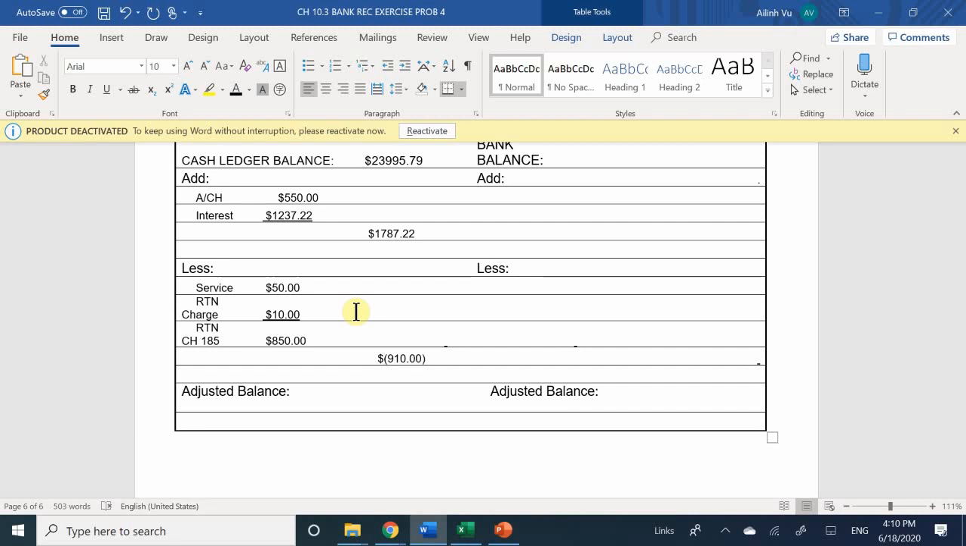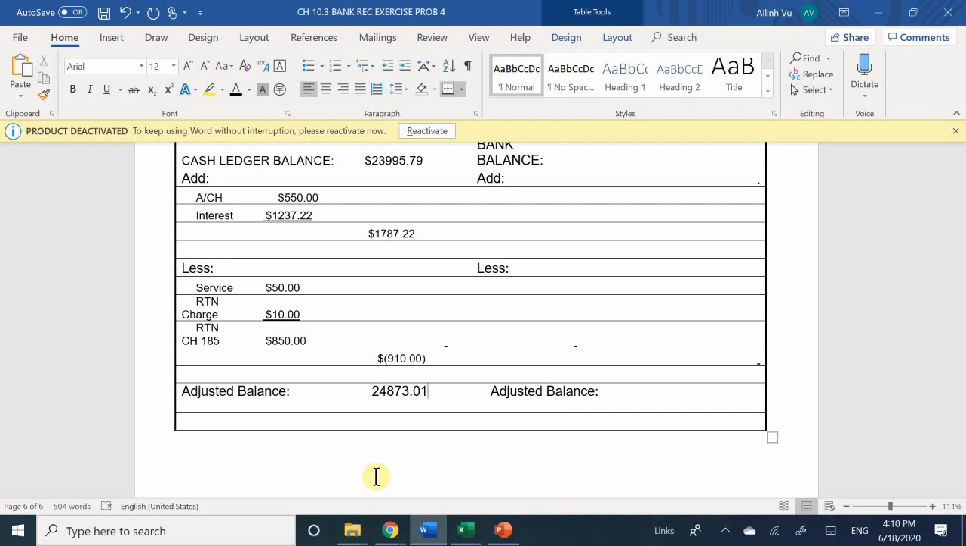23,995.79. We got $24,873.01. Okay, let's wait for the others as well. Did everyone get that same exact number? 24,873.01. Is that what you said? Yes. Okay. So we got 24,873.01. Okay, good.